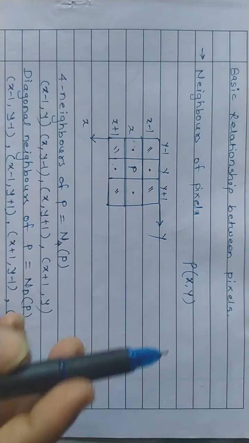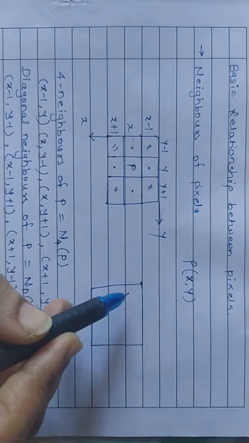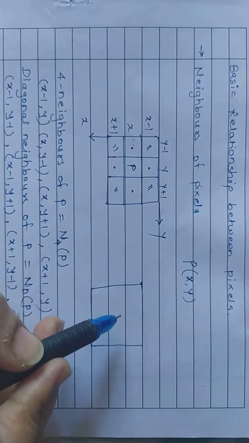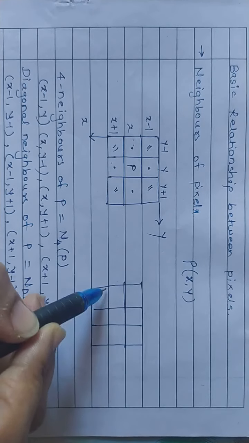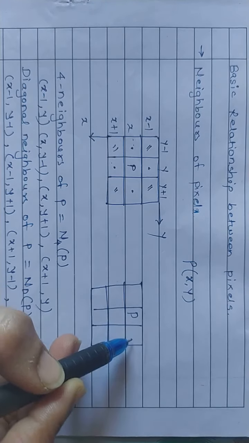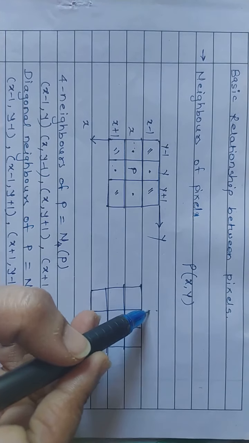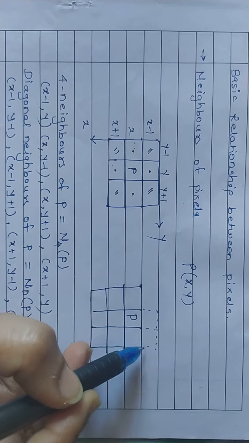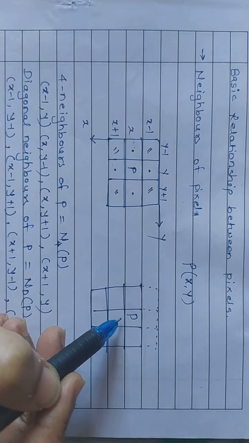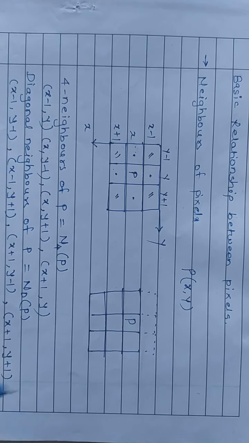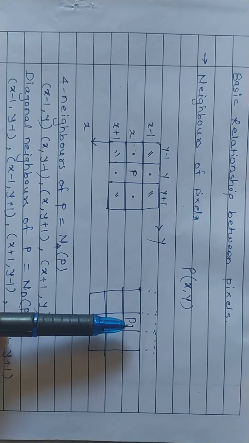Let's consider this is the border of the image. This is our whole image and this pixel P is present on the border. If the pixel P is present on the border region, then some of its neighbors will lie outside the image. So these 3 neighbors of this pixel P will go outside the image if the pixel P is present on the border area of the image.